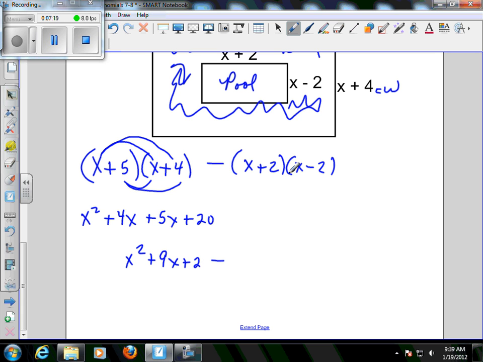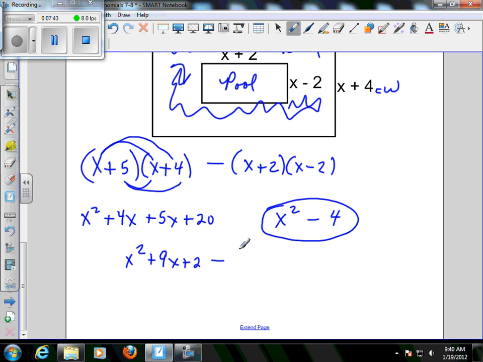And now we want to subtract the answer that we get when we say x plus 2 times x minus 2. Well, we know that that is just going to give us, since that's the difference of two squares, square our first terms. X times x is x squared. Square our last terms. We get 4. Put the negative in between. So we want to subtract this guy here, this particular polynomial.